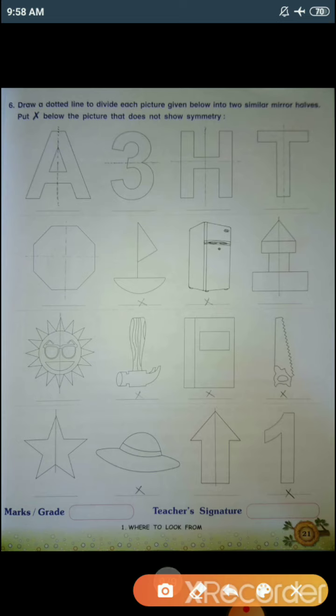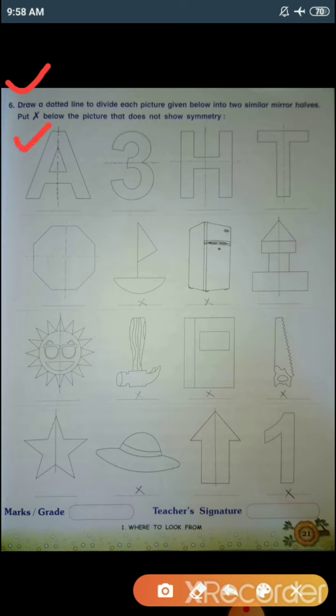Now question number 6. Draw a dotted line to divide each picture given below into 2 similar mirror halves. Put a cross below the picture that does not show symmetry. This question we had already done in this part only, so I will solve only 5 for you. Let's see.